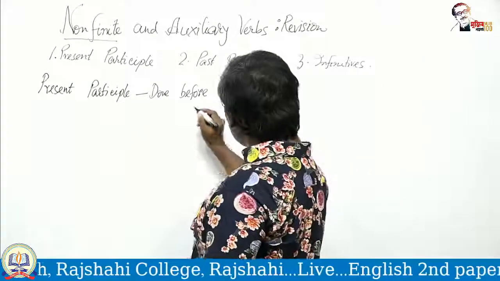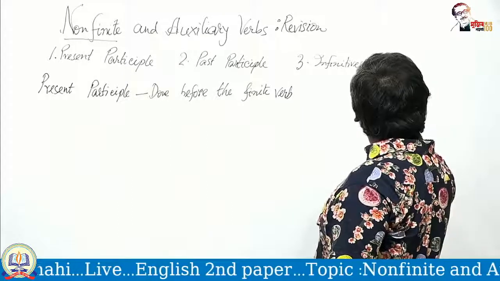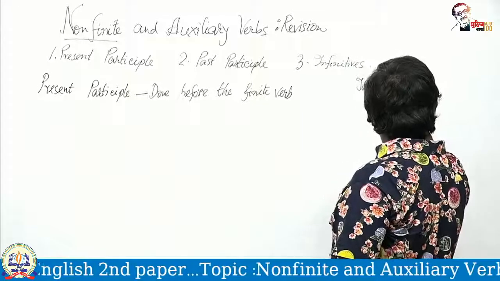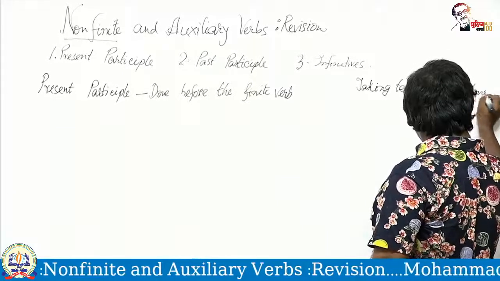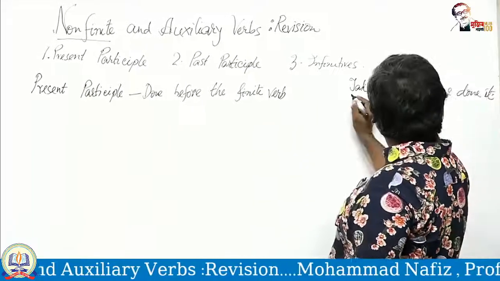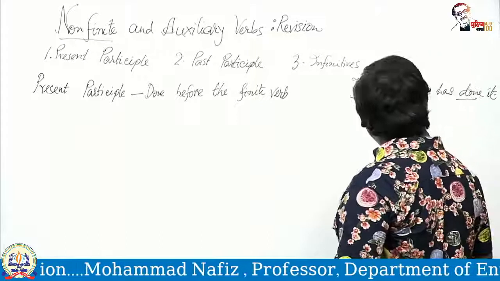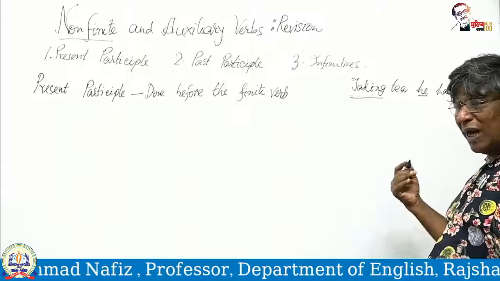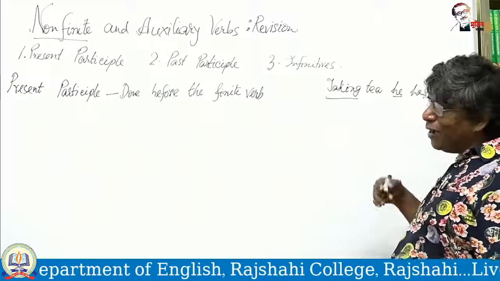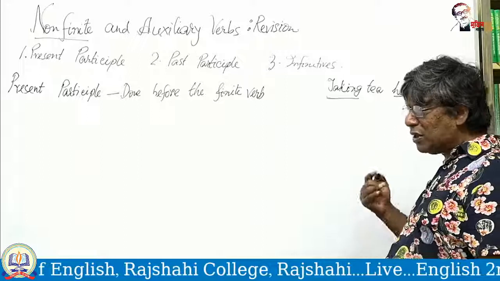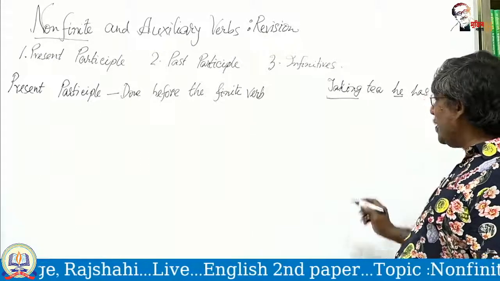For example, look at the sentences. Taking tea, he has done it. You understand that the subject he had taken tea before he had done something. However, we have this type of present participle. We know that such a present participle determines a job, a function or activity done before the finite verb.